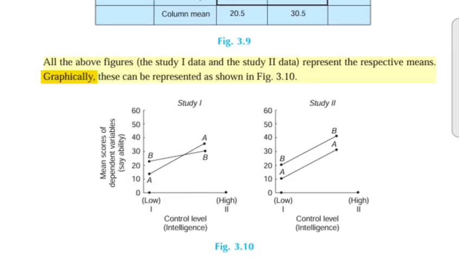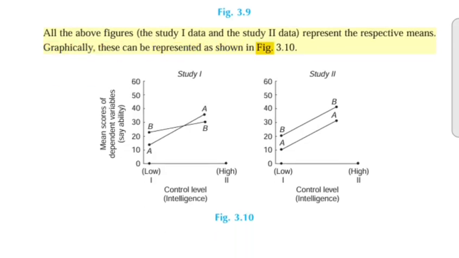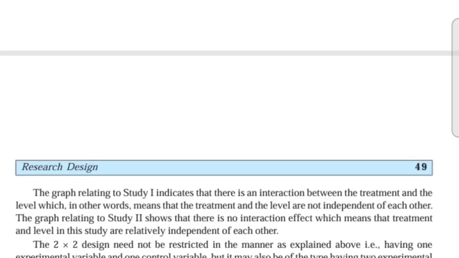Graphically, these can be represented as shown in Fig. 3.10. Study I, mean scores of dependent variables, say ability, 60, 50, 40, 30, 20, A and B. Study 2, 60, 50, 40, 30, 20, 10, low 1, high 2, low 1, high 2, control level intelligence. Fig. 3.10.